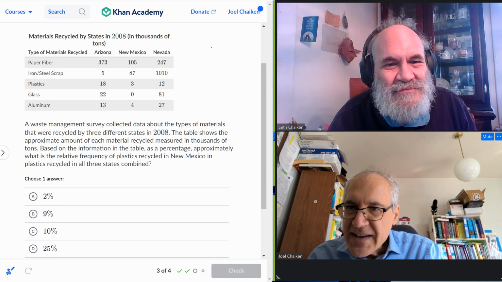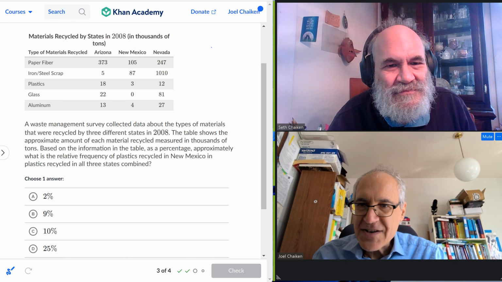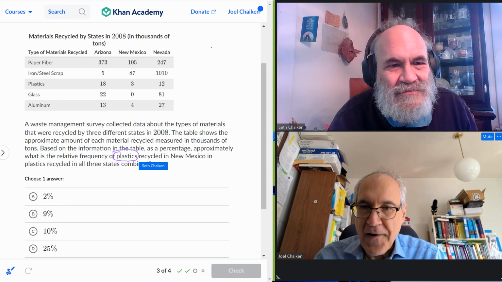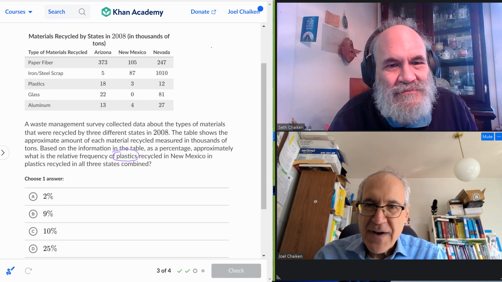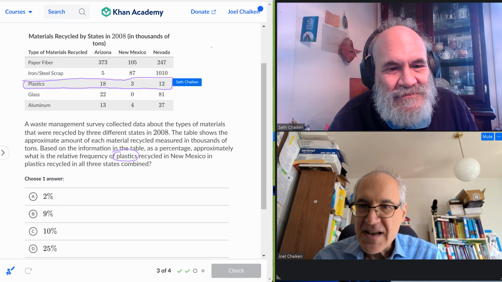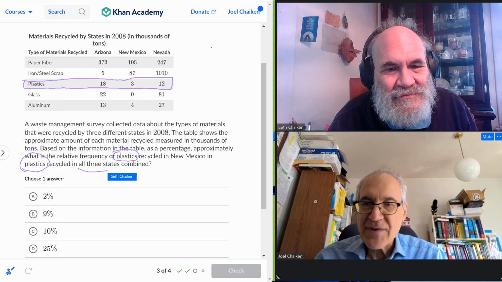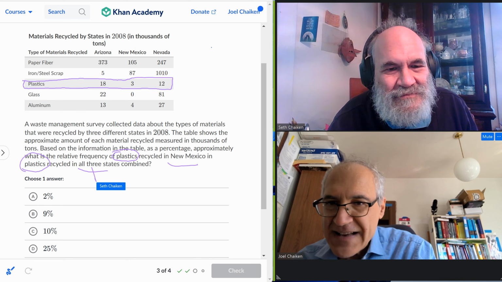Okay, here we have a table. Materials recycled by states. So you got 3 states and you got 5 materials. A waste management survey collected data about the types of materials that were recycled by 3 different states in 2008. The table shows the approximate amount of each material recycled, measured in thousands of tons. Based on the information in the table, as a percentage, approximately, what is the relative frequency of plastics, right?